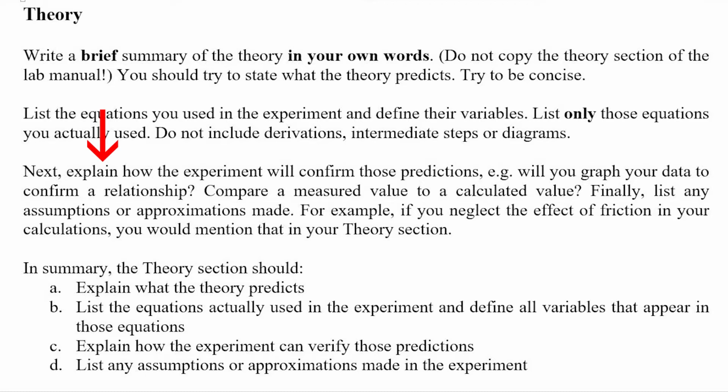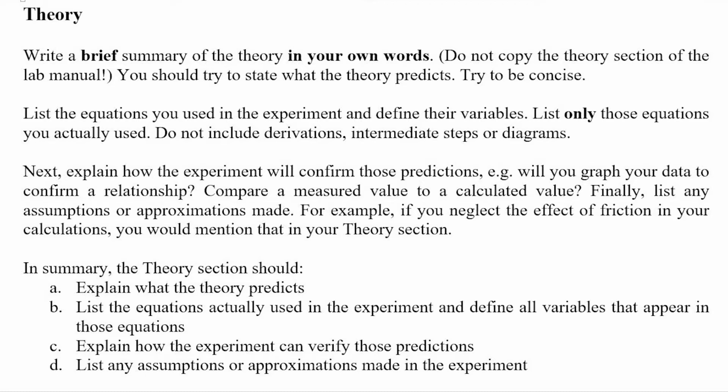The third thing that goes in your theory section is you want to explain how the experiment is going to confirm the predictions of the theory. So what are you going to do experimentally to confirm the theory? Will you graph some data to confirm a relationship? Will you compare a measured value with a calculated value to see whether they agree within their limits of uncertainty? This is the part where you explain the experimental procedure that would confirm the theory's predictions.